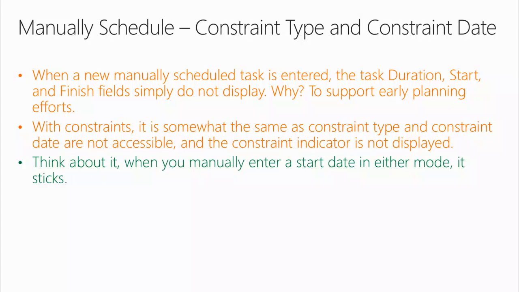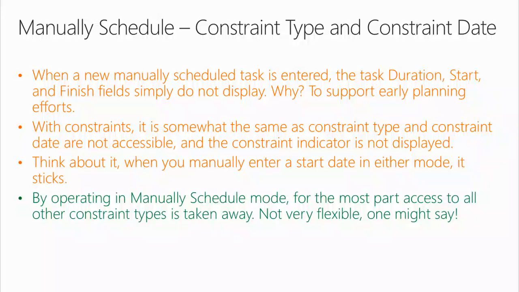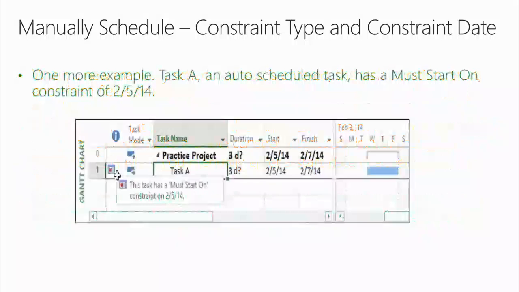Think about it. When you manually enter a start date in either mode, it sticks. So if you believe in manually scheduled mode, when you're entering a date that you're not doing constraint-based scheduling, you're dead wrong. You are. By operating in manually scheduled mode, for the most part, access to all other constraint types is taken away. Not very flexible, one might say.